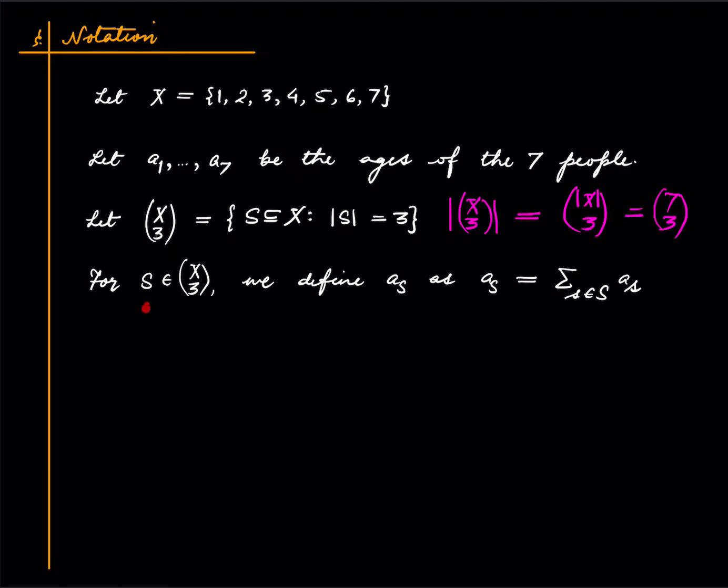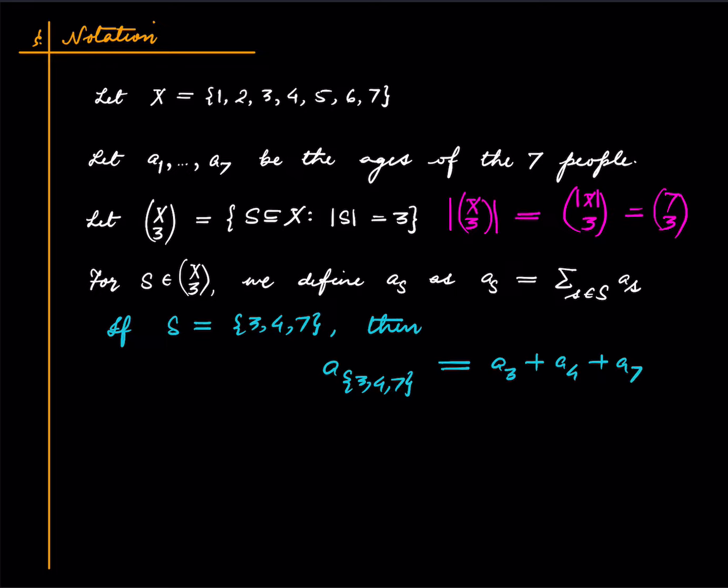Alright, and also for any element of X choose 3, meaning for any 3 element subset of X, we will write A sub S to mean this number. So let me give an example to illustrate what I'm trying to say. If S is, for instance, {3, 4, 7}, which is a legitimate 3 element subset of X, then A sub {3, 4, 7} will just mean, this is a notation for A3 plus A4 plus A7. So that's what, in general, this means. Okay, so these are just some notations.